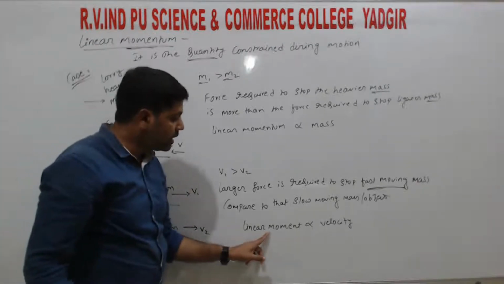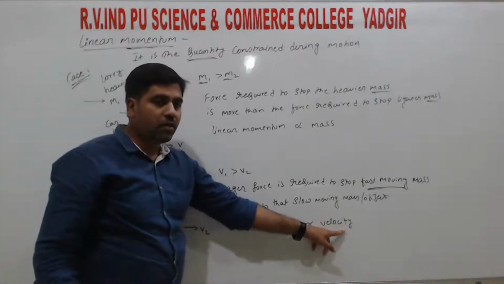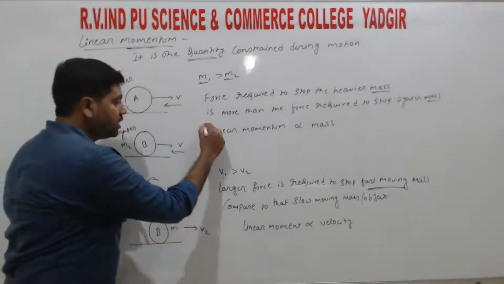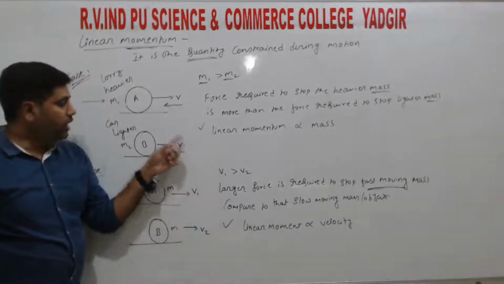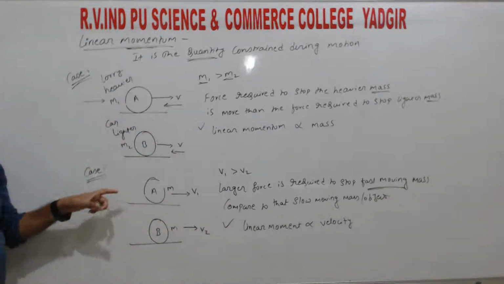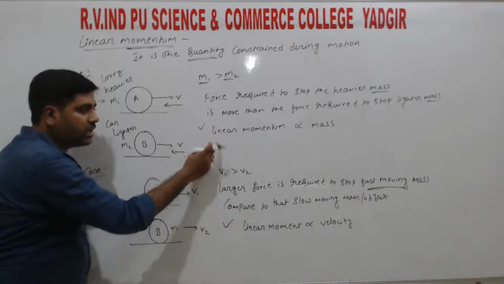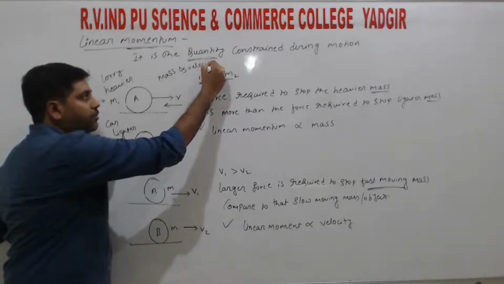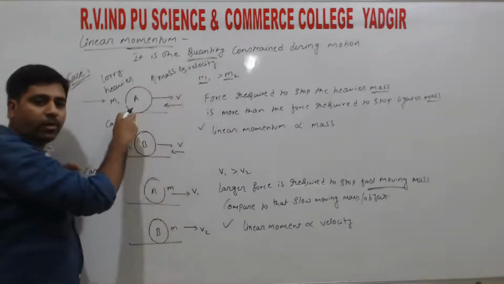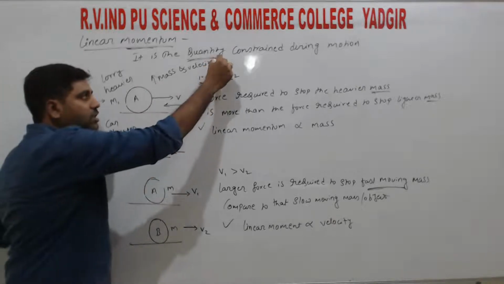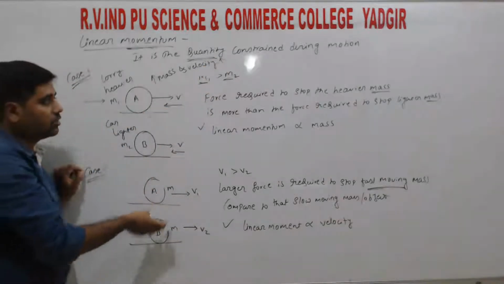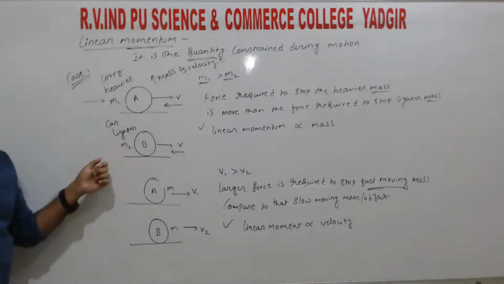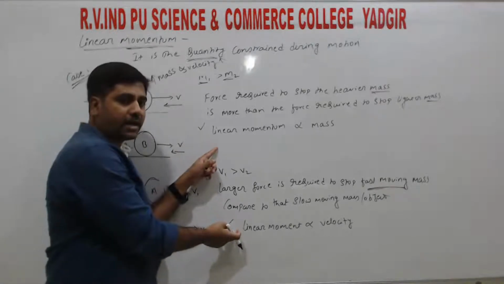So that's why we can write that linear momentum is directly related to the velocity, and also linear momentum is directly related to the mass, right. So by considering these two cases, we combine them, and linear momentum is related to the mass and velocity. So if the mass changes, linear momentum changes, and if the velocity changes, linear momentum changes. If mass increases, linear momentum increases; if velocity increases, linear momentum increases, because these two are directly related.